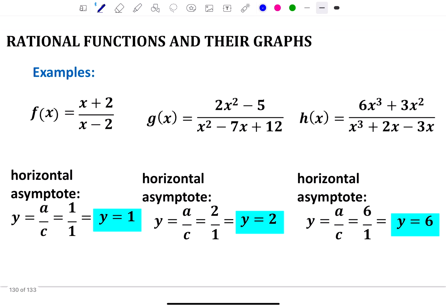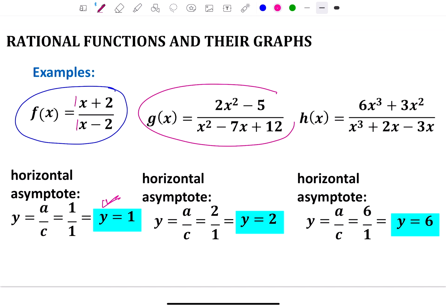So here are some examples. First example, both degrees are equal for numerator and denominator, so y equals 1 is our horizontal asymptote. Second example, both degrees are equal, and y equals 2, which is the leading coefficient of the numerator divided by the leading coefficient of the denominator, is our horizontal asymptote. Same in the third example: the leading coefficient of the numerator divided by the leading coefficient of the denominator will be the horizontal asymptote.